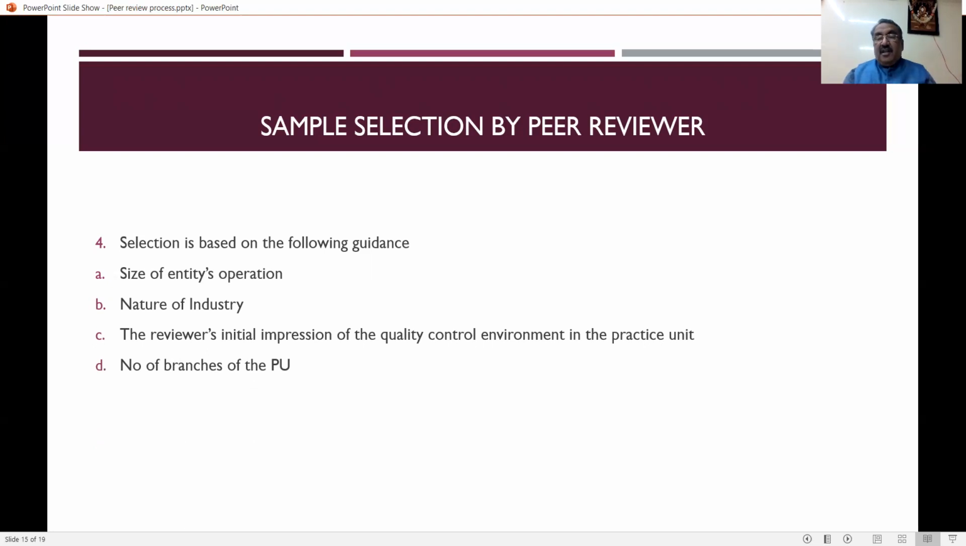So the sample size will depend on the number of branches as well as the number of audit partners. How many partners are there in the practice unit? That also forms the base for the peer reviewer to select the sample.